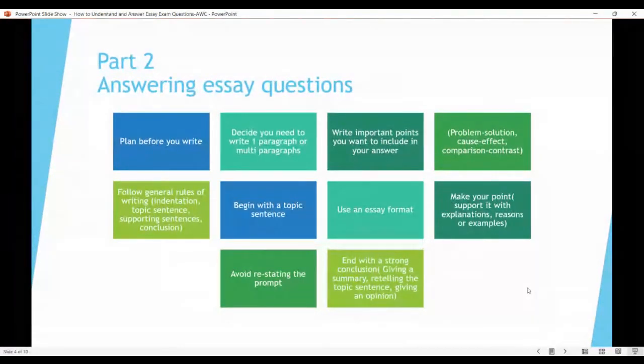Yeah. So until now, we were just planning, thinking, jotting down some points, organizing ideas. Now here we get into writing mode. So plan before you write. Yeah. It's very important to plan before you write.